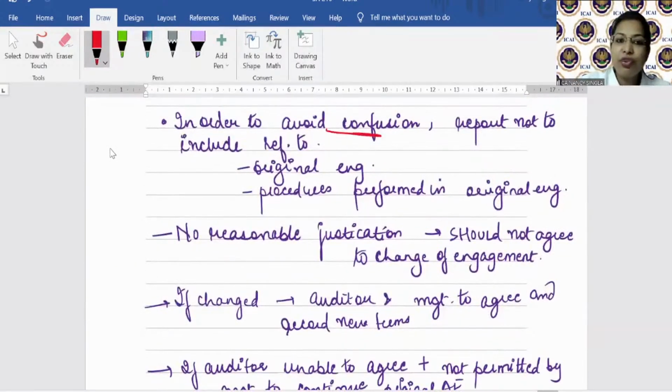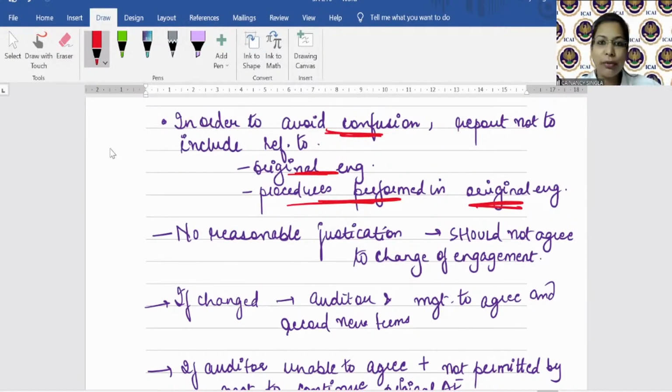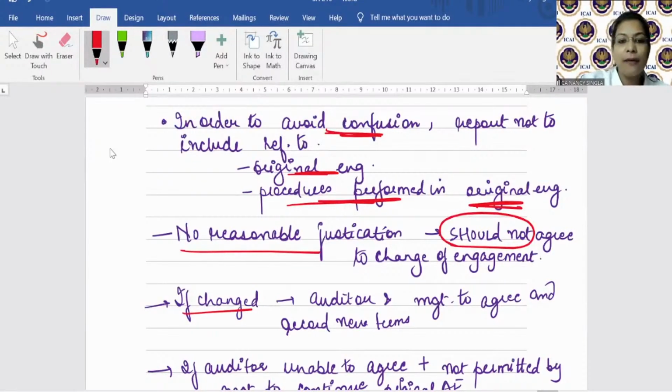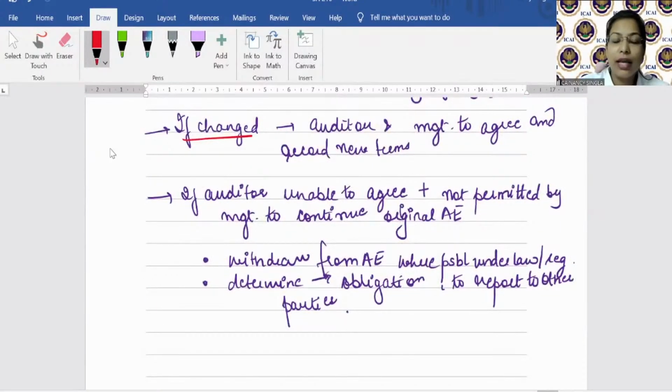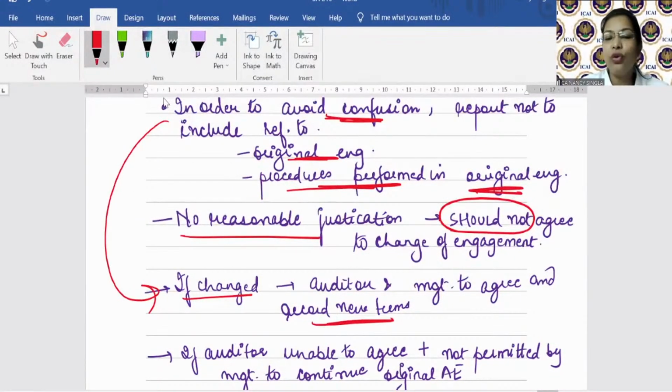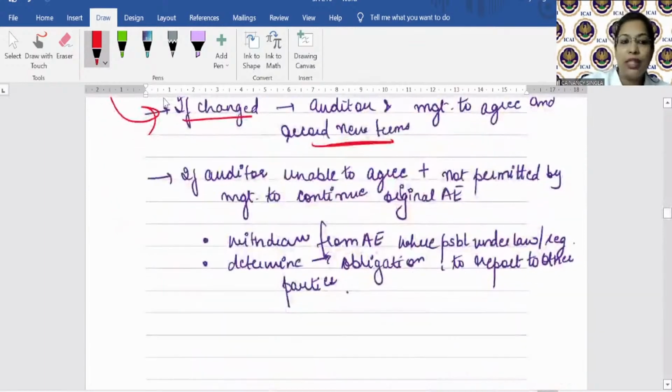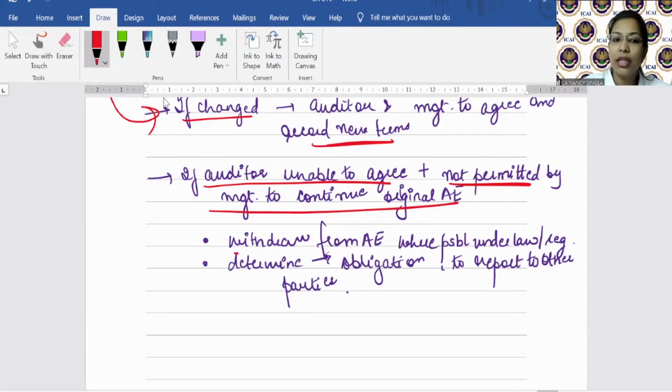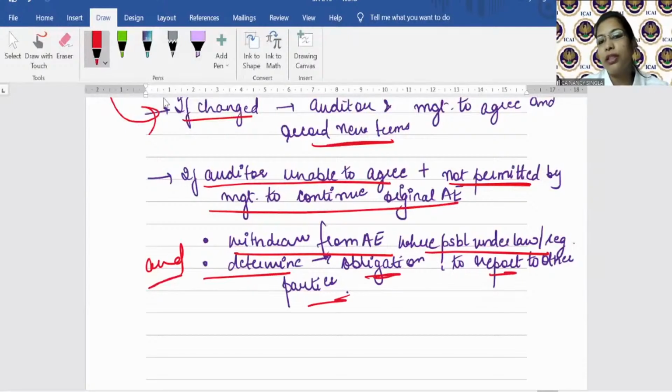In order to avoid any confusion, in your report, do not refer to the original engagement or procedures performed in the original engagement, क्योंकि अब तो आपने agree कर लिया है. However, if no reasonable justification, the auditor should not agree. तो auditor क्या करे? If there has been a change, to enter into new terms. Now, if there is no reasonable justification, the auditor is unable to agree, but he is not permitted by management to continue with the original audit engagement, withdraw from the audit engagement wherever possible, and determine the obligation to report to other parties like those charged with governance, the regulators, and the owners.